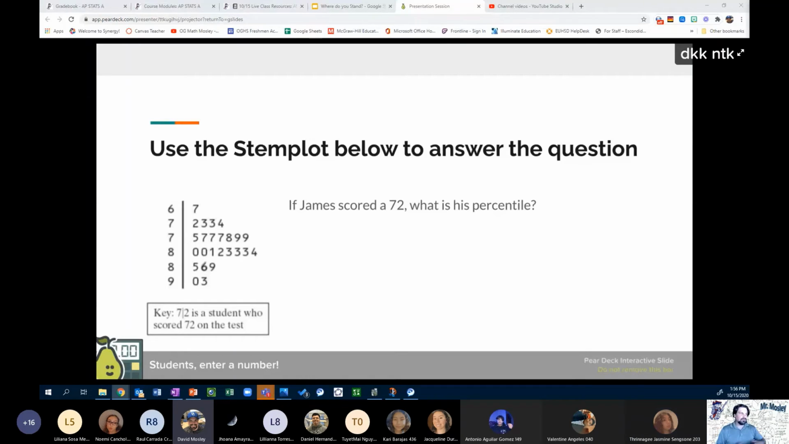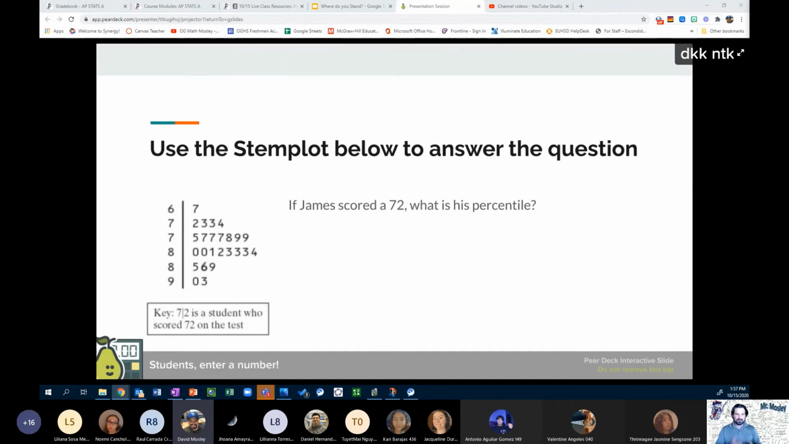So recall from the first question, it asked us how many students scored less than 72, and the answer was 1, only 1, the score of 67. So that means when we're finding the percentile for James's score of 72, there's only 1 score less than 72. So the percentage of scores that were less than 72 in our distribution is going to be 1, the only score, divided by the number of observations we had, which is 25.